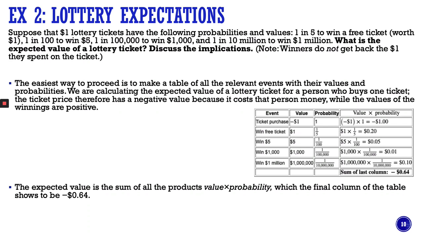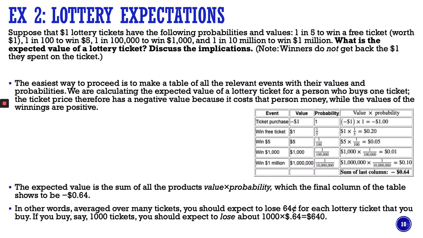It shows that you're actually going to lose 64 cents. In other words, averaged over many tickets, you should expect to lose 64 cents for each lottery ticket that you buy. If you buy, say, 1,000 tickets, you should expect to lose about 1,000 times 64 cents, which is $640, which means you'll probably win about $360, but overall you're going to lose. And there are the people who win the big thing, so maybe they actually do come out ahead, but we're talking about what you should expect.